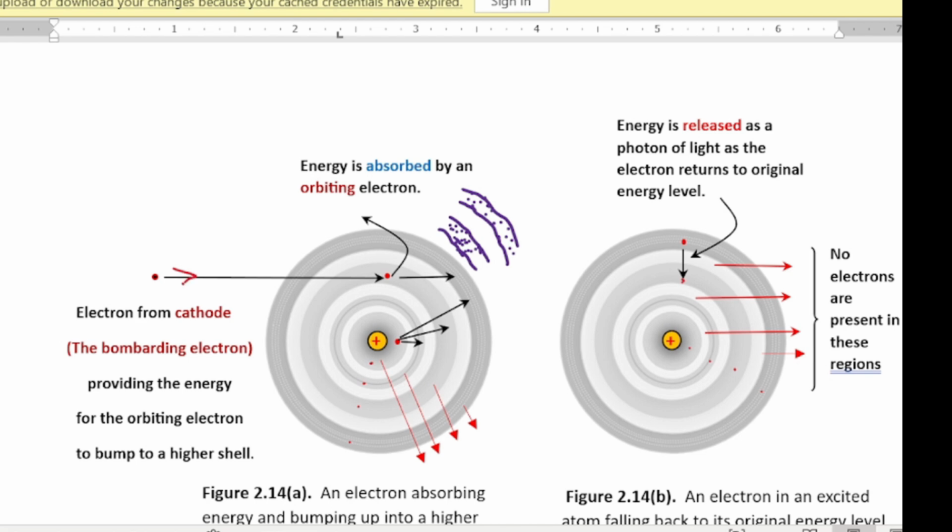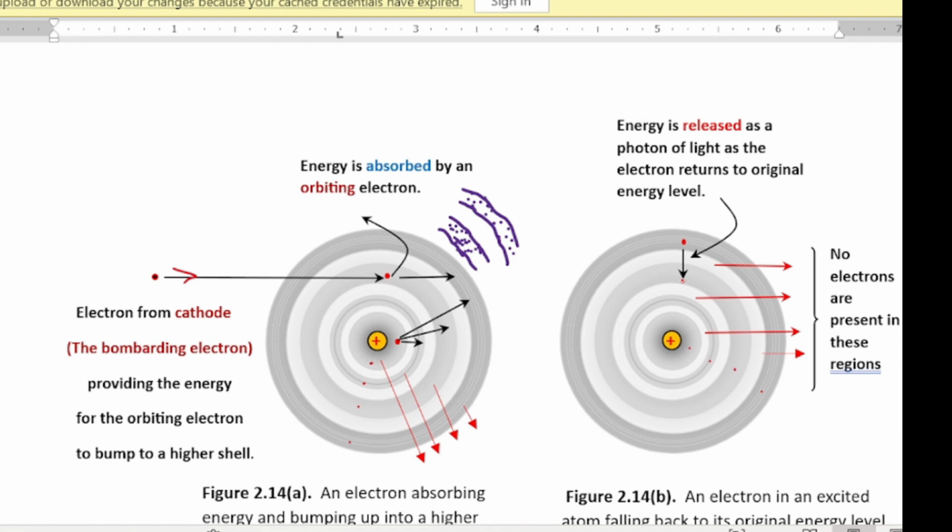Invariably, they will collide with the hydrogen atom and will bombard these orbiting electrons. If a collision happens between an orbiting electron and a bombarding electron, Bohr is saying that this electron here, because it's in a fixed energy state, can jump to a higher energy level, like this one here, okay? But in this state, the atom is said to be excited, and it doesn't want to remain like that. So the electron reverts back to its original position here.